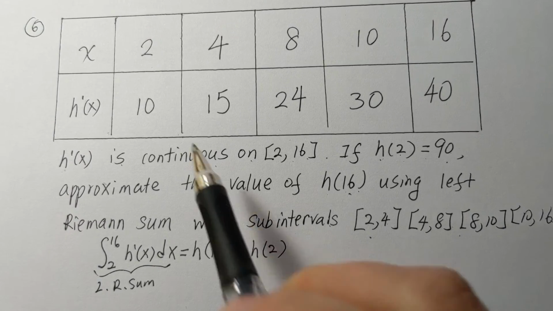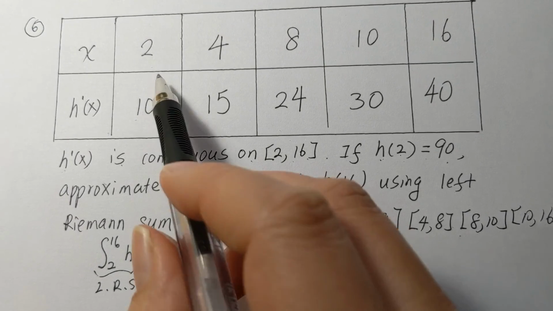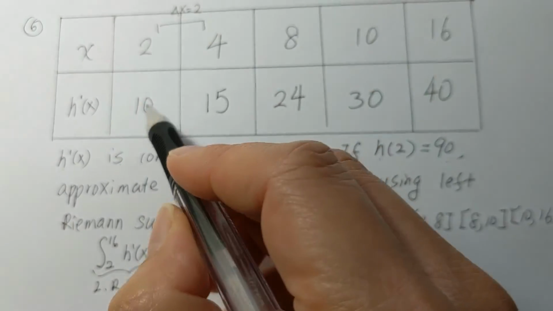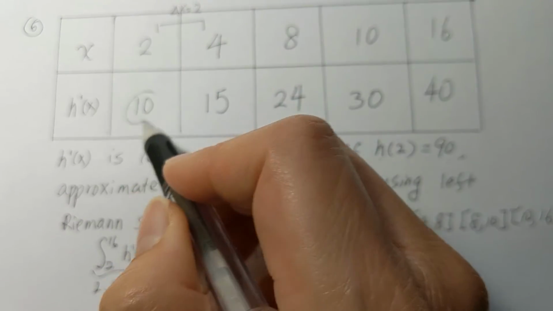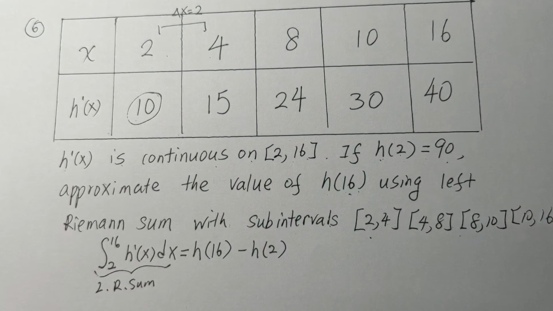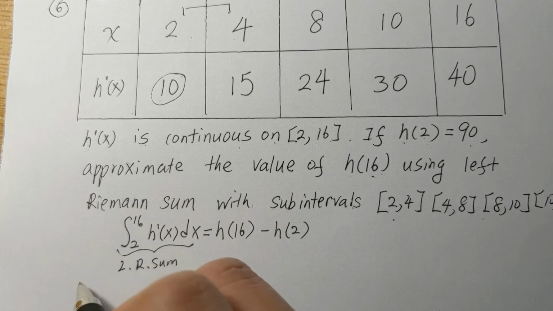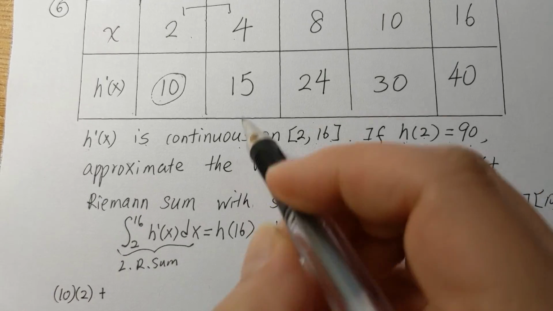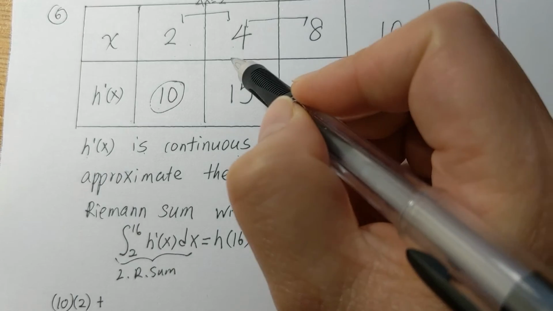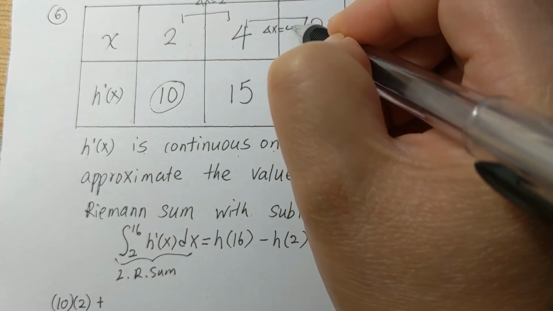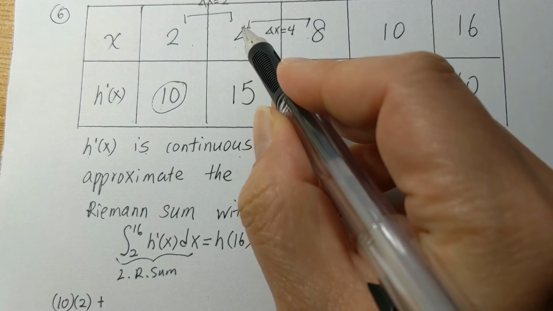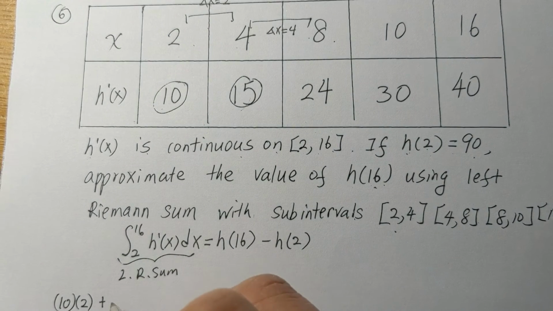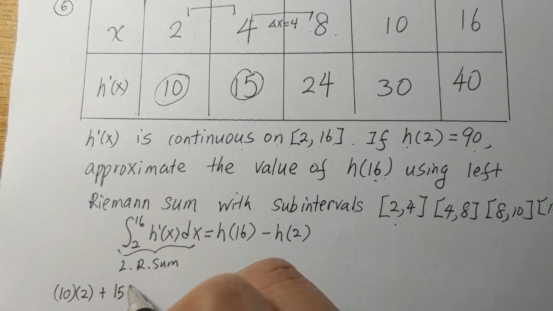So how do we use the table to help us? Let's take a look here. Interval from 2 to 4. Delta x equal 2. The left is underneath the 2, so it's this one. So we're going to get 10 times 2. Next interval, we got 4 to 8. Delta x equal 4. For this interval from 4 to 8, the left is right here. So we use the 15. So we put 15 times 4.